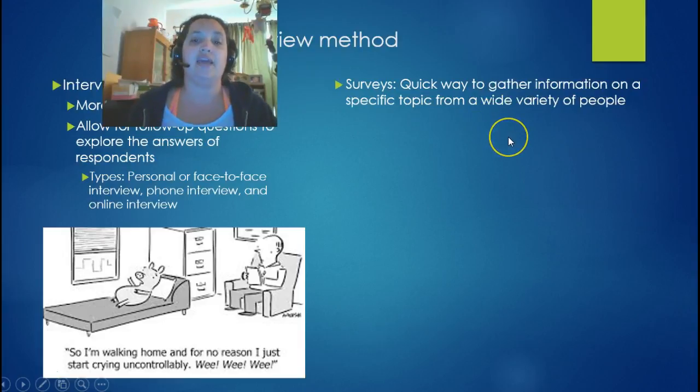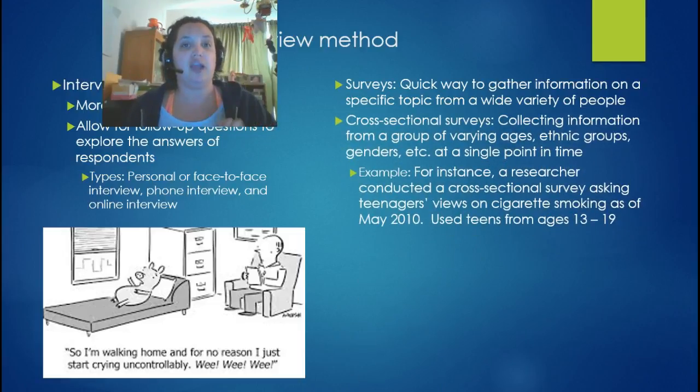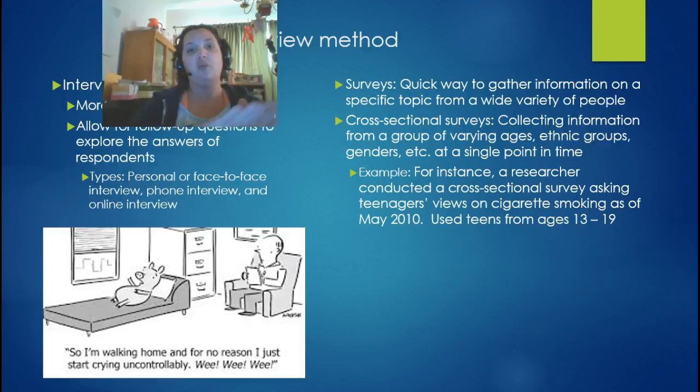Another thing you can do in psychology is surveys. Surveys are a quick way to gather information on a very specific topic from a wide variety of people. There's two different kinds of surveys. One's a cross-sectional survey. This is where you want to know about a specific topic, but you want to talk to people of different genders, different backgrounds, different ages.